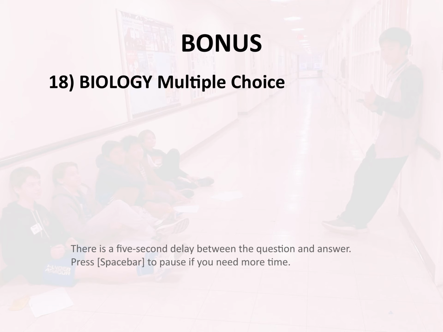Bonus, 19. Chemistry. Short answer. Identify the number of pi bonds, respectively, in the following: 1. Formaldehyde, 2. Sulfate ion, 3. Acetylene. Answer: 1, 2, 2.